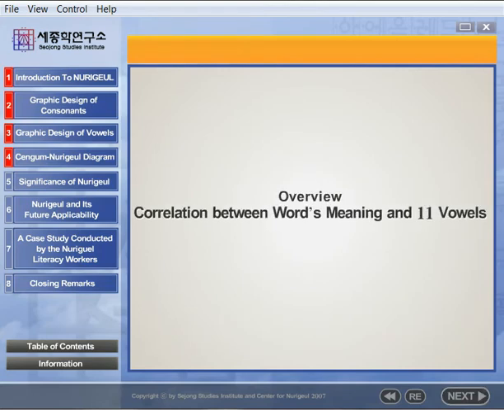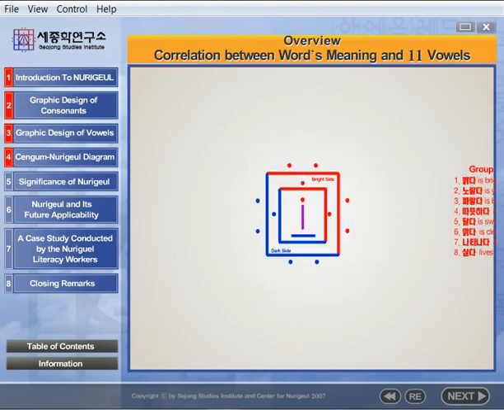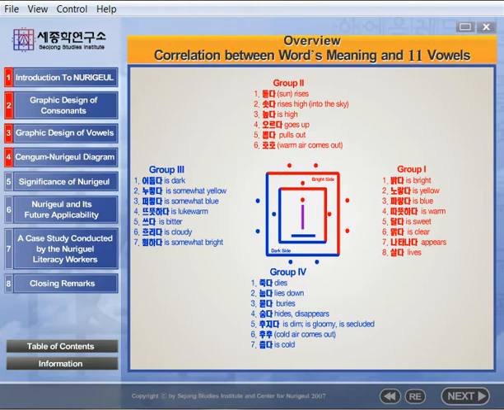Overview. Correlation between words' meaning and 11 vowels. Explanation of the 11 vowels and their associated yin-yang features. This diagram shows the relationship between the vowel sound and the meaning of the words. Shown here are 4 groups of words. Groups 1 and 2 are on the bright side, representing the position of the sun east and above the ground. Groups 3 and 4 are on the dark side, representing the position of the sun west and below the ground.